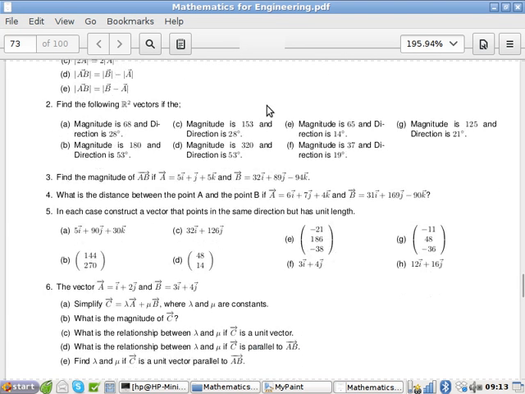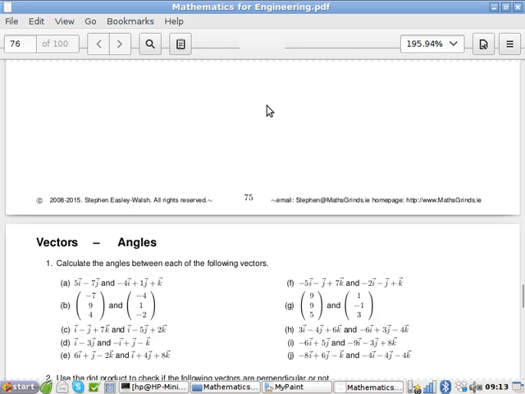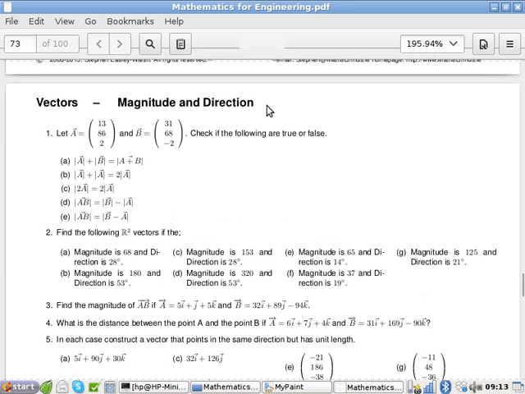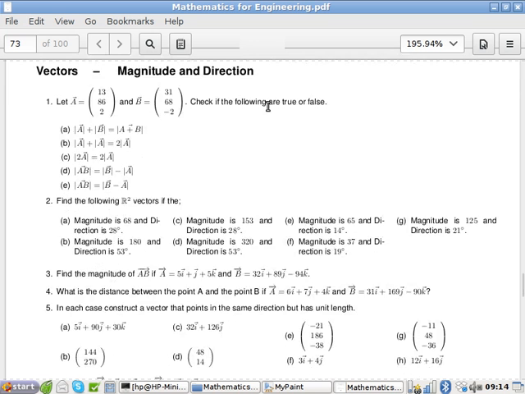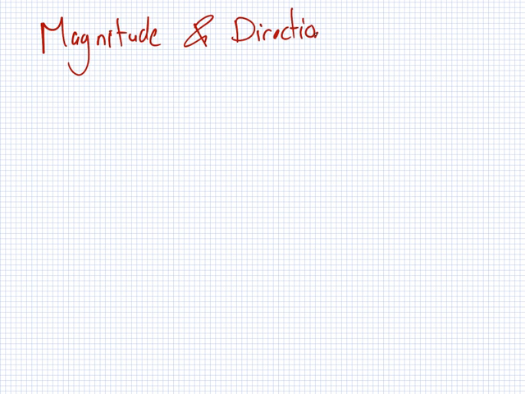Actually, this lesson is pretty easy. The next two lessons are pretty easy. It just gets a bit harder after that. So for this lesson, we're just looking at calculating magnitude. So let's do a couple of examples. They're really quite good. So magnitude and direction.